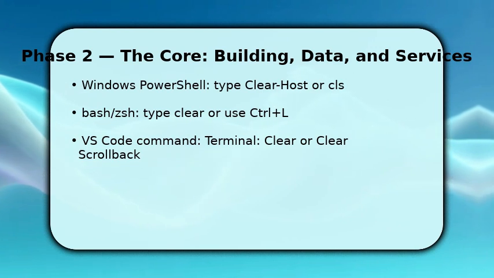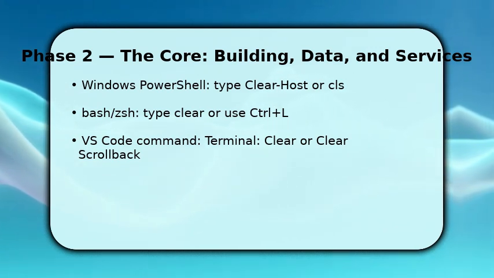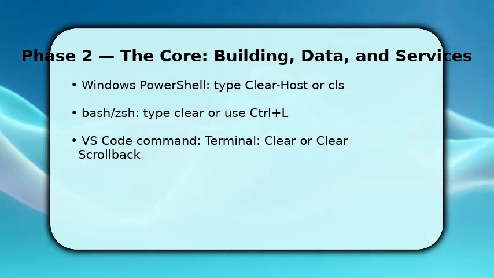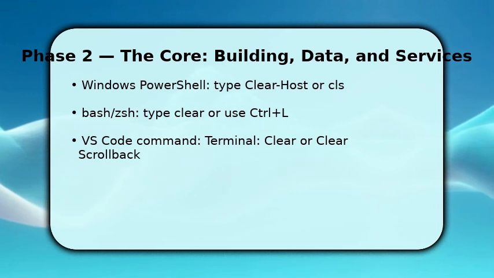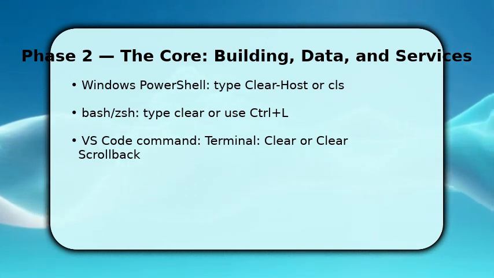Alternatively, open the command palette with Ctrl+Shift+P, then run Terminal: Clear or Terminal: Clear Scrollback to wipe the buffer. Once done, the visible output disappears but processes remain. Make sure you didn't need earlier output.